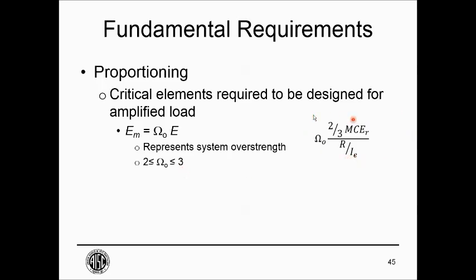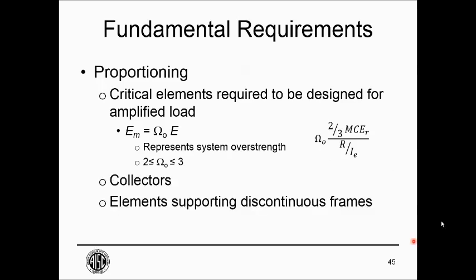And so we end up designing for this spectrum, 2/3 times MCE divided by R over I sub E, and then multiplied by omega sub O. Elements that we design for that include collectors, and very importantly, elements supporting discontinuous frames and walls. And there are other triggers for this within AISC 341 seismic provisions.